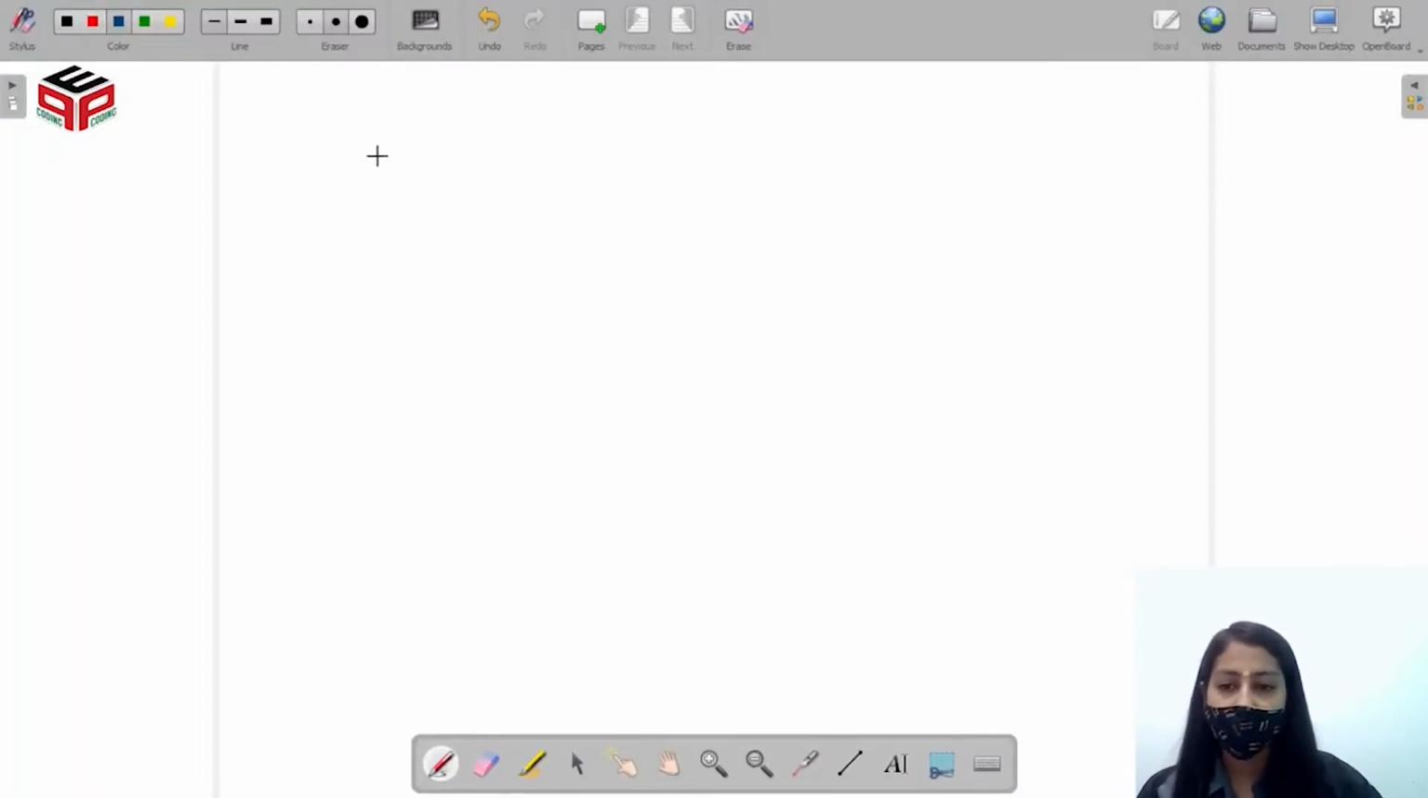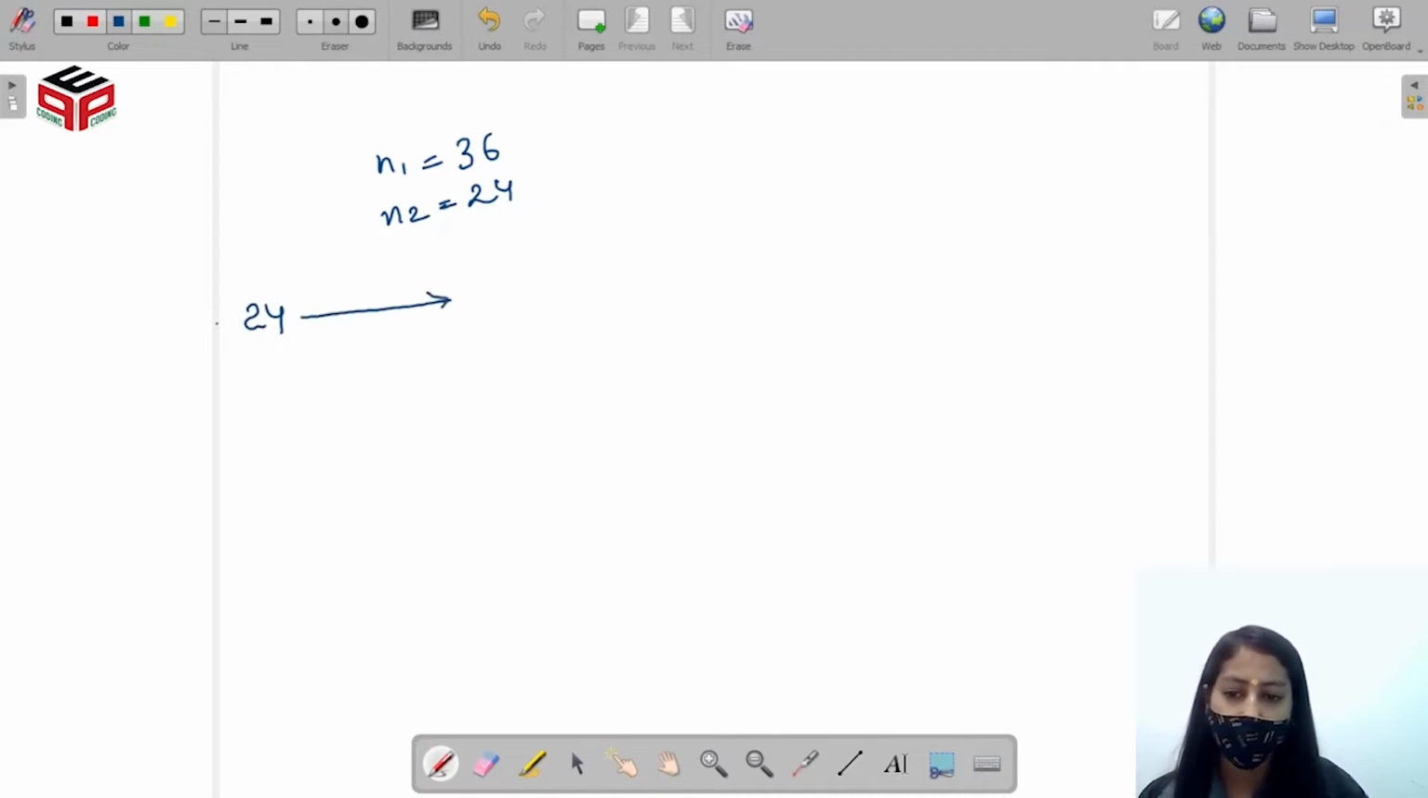So let the numbers be 36 and 24. First number is 36, second number is 24. Now the brute force solution for this can be: we start from the smallest number, that is 24, and we move down till 2. In between this range we'll find the greatest number which divides both 36 and 24.